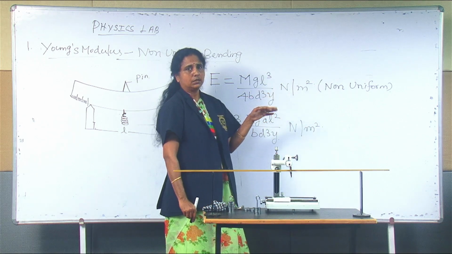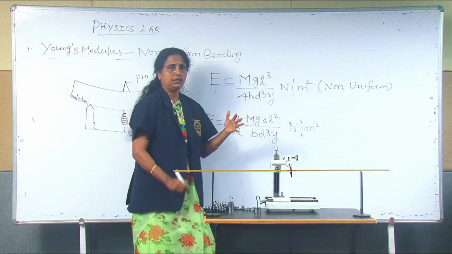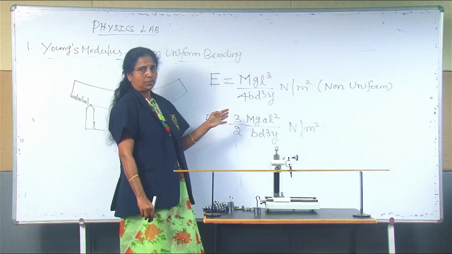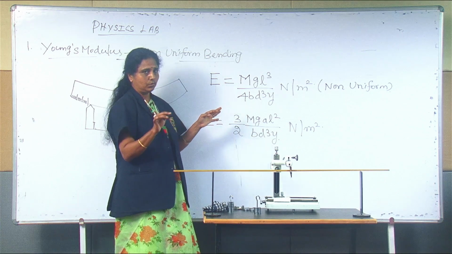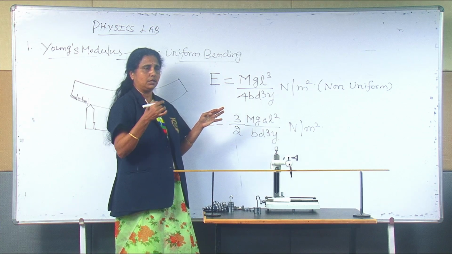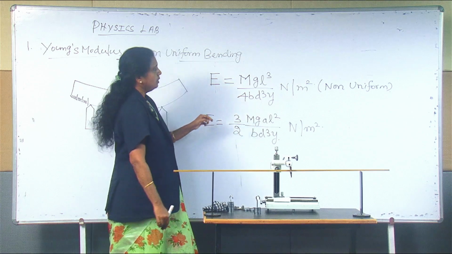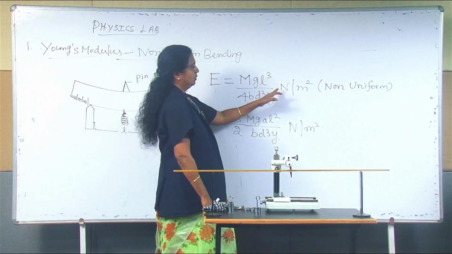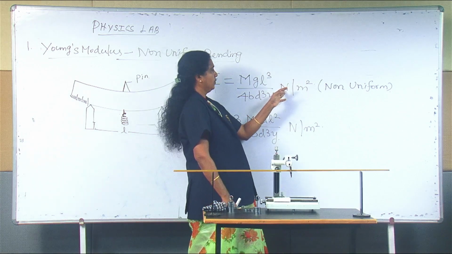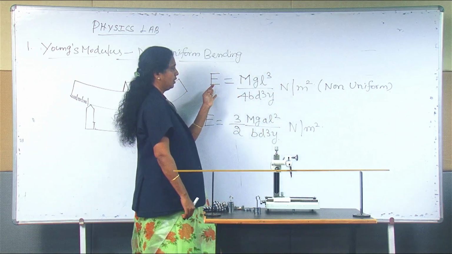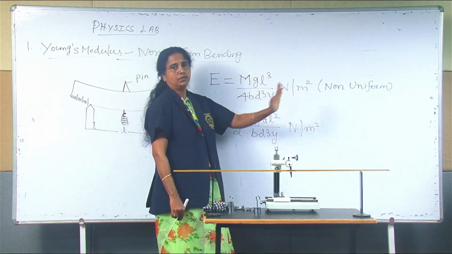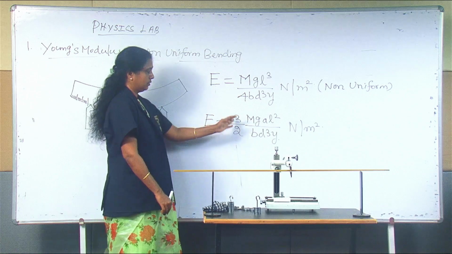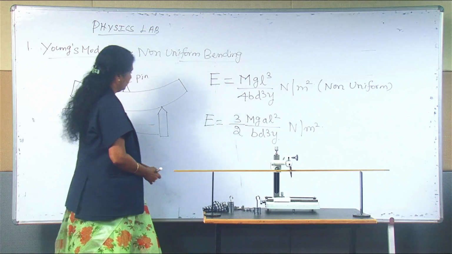And what is strain? By giving some stress, there must be some change in dimension. So strain is nothing but the change in dimension by the original dimension. There is no unit for strain; if it is meter or centimeter, they get cancelled. So only stress has a unit. Stress by strain, so Young's modulus is in Newton per meter square. This is for non-uniform, and this is for the uniform bending method.